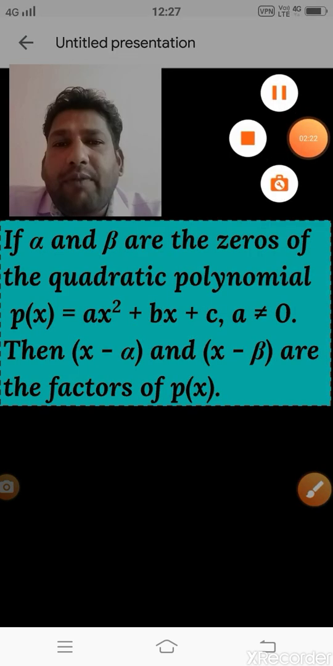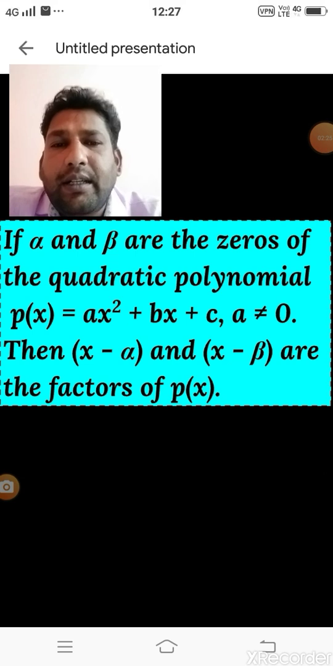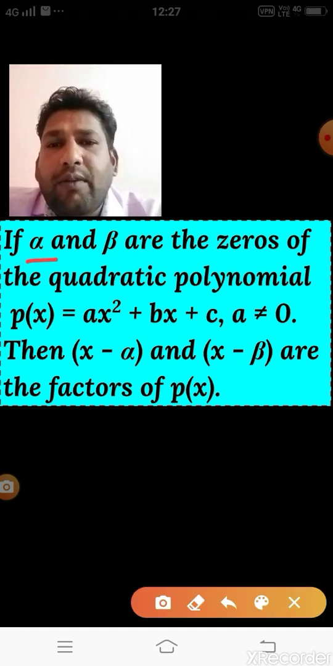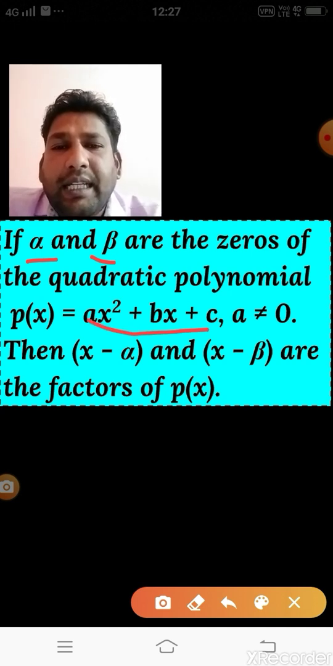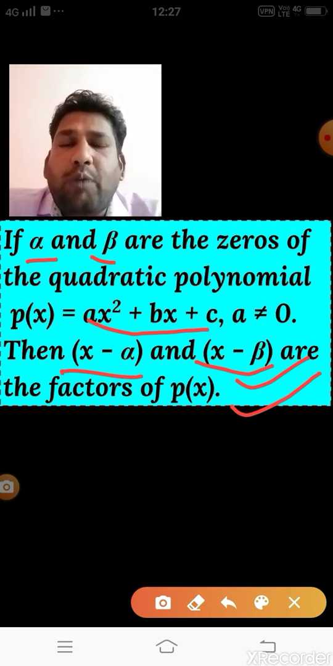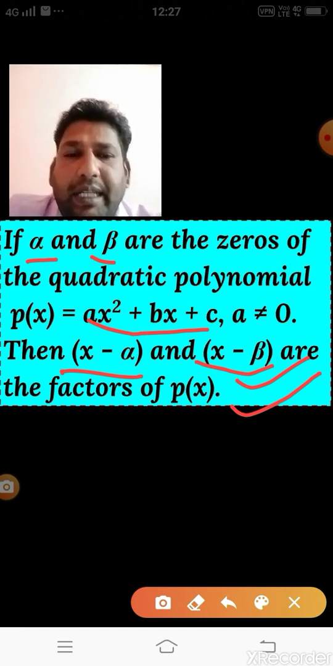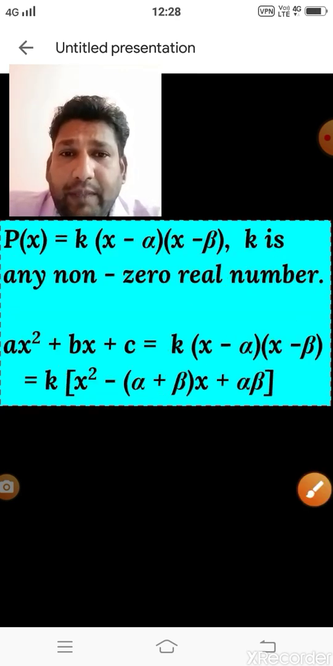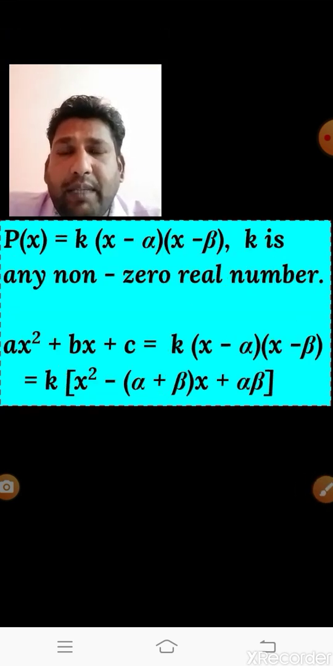Then what happens? If alpha and beta are the zeros of the quadratic polynomial ax square plus bx plus c, then we are able to tell that x minus alpha and x minus beta are the factors of p(x). If we have any quadratic polynomial and if we have its two zeros, then we are able to write the factors of the given polynomial as x minus alpha and x minus beta. And if you are taking this concept, then we are able to make the p(x).